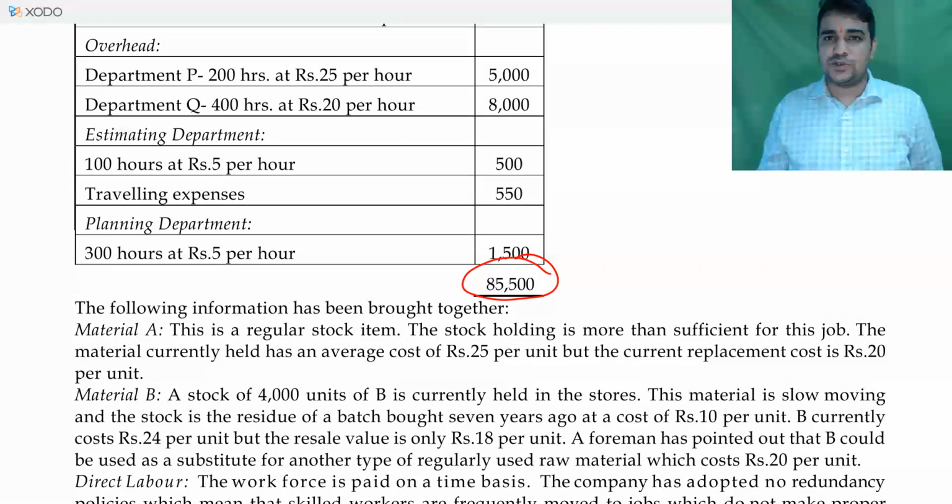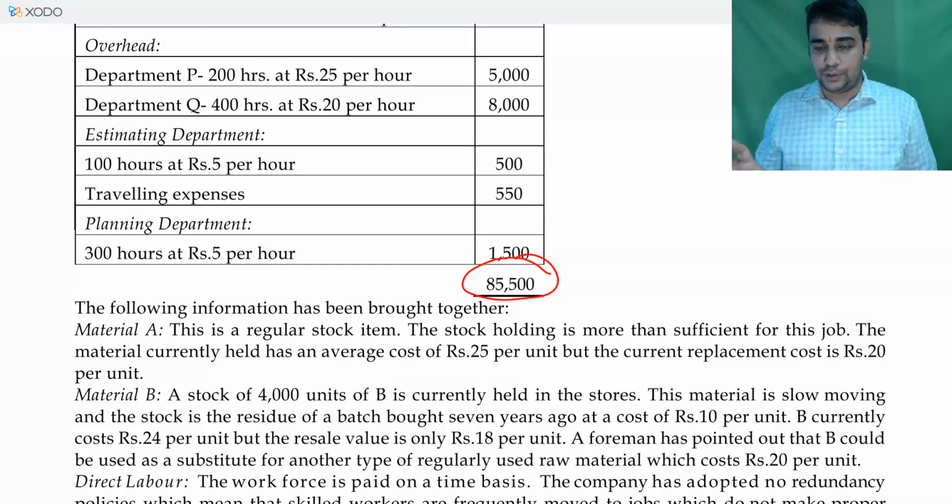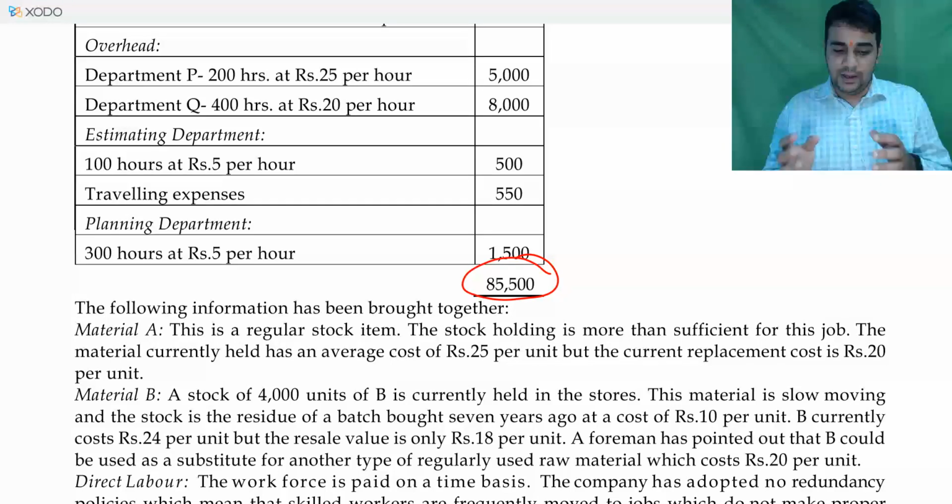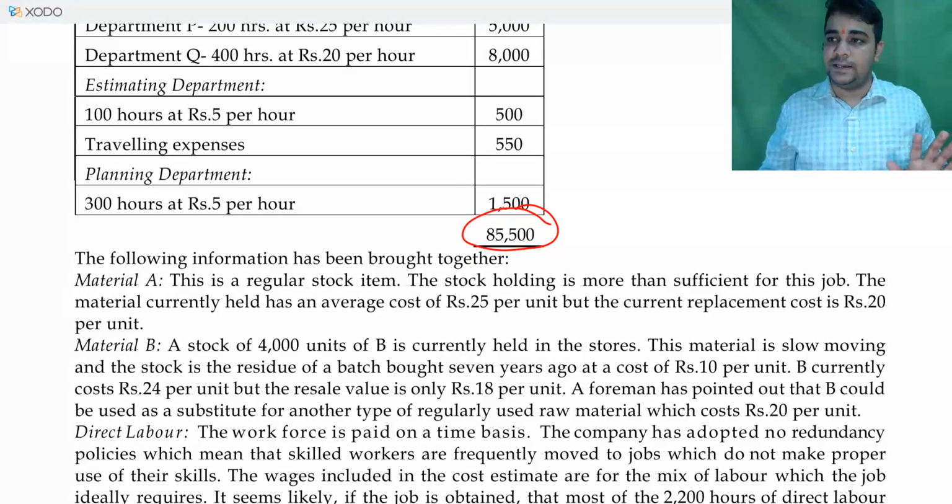I'll again explain the slow moving part because one of you had asked me a doubt, so let me touch upon this. In case of a slow moving item, if both options are available, the relevant cost is higher of the two. The confusion is, why is it higher of the two? The reason is simple. Ignore relevant costing for now. Let's look at what will you do with this material B.